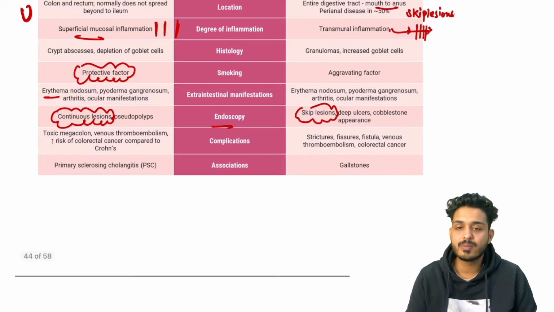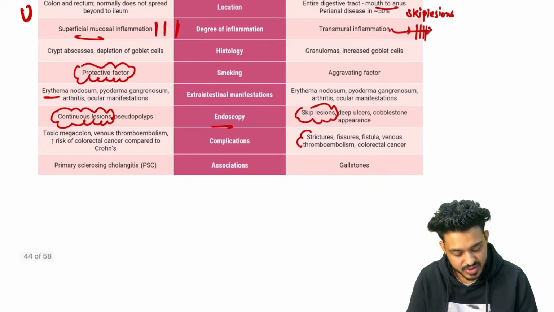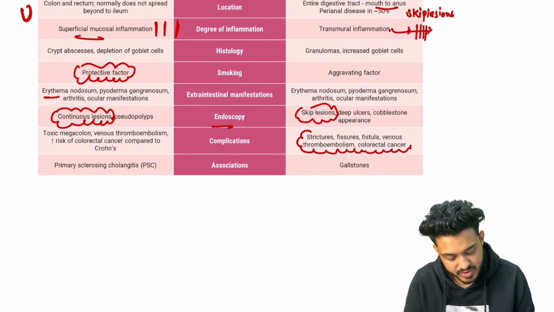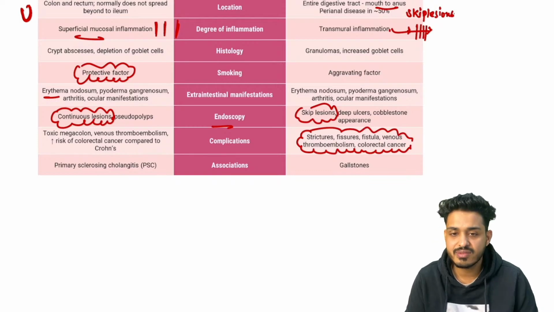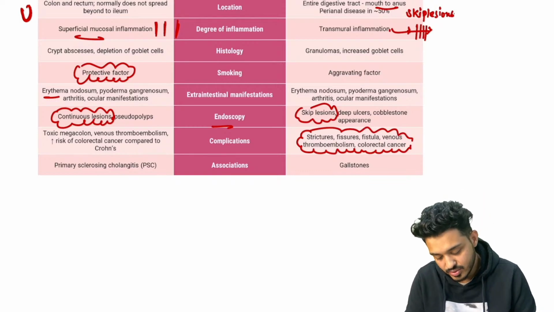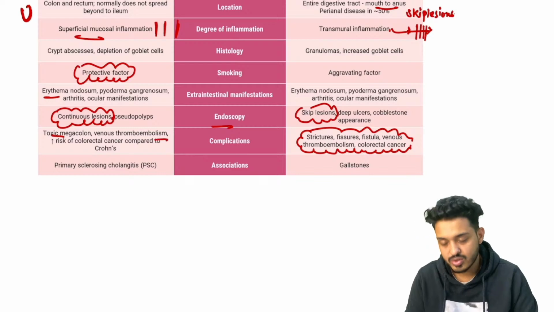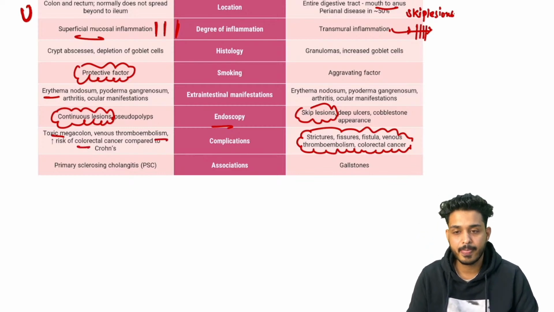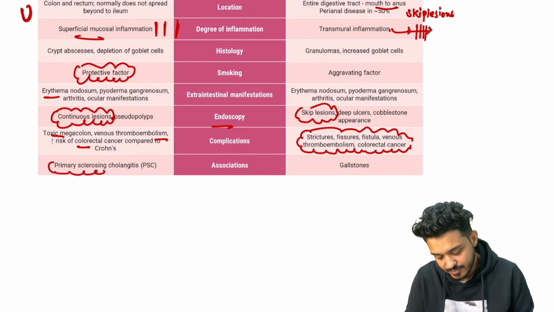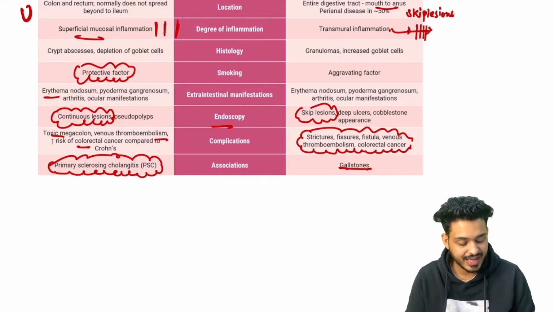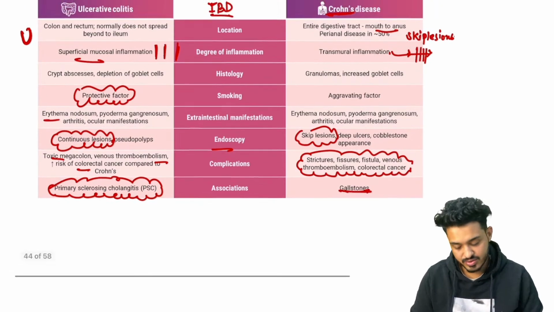Okay, and what can be the complications? Here we can have stricture formation, fistula formation, fissure formation, right? It can even lead to cancer, right? Here also we are having toxic megacolon, thromboembolism, and there is also increased risk of colorectal cancer. It is associated with primary sclerosing cholangitis. Very very important thing, you have to remember this. And this is associated with gallstones, right?